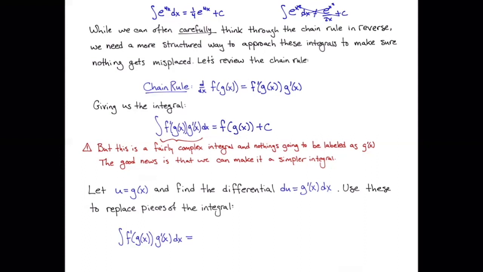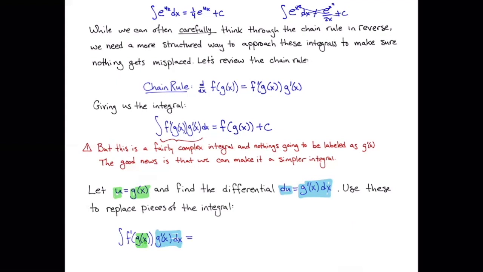And so the good news is we're going to have a nice approach to this. We're going to use some substitutions to clean things up. We're going to replace g of x with u, and we're going to replace g prime of x dx. We're going to look at its differential and replace the differential g prime of x dx with du.